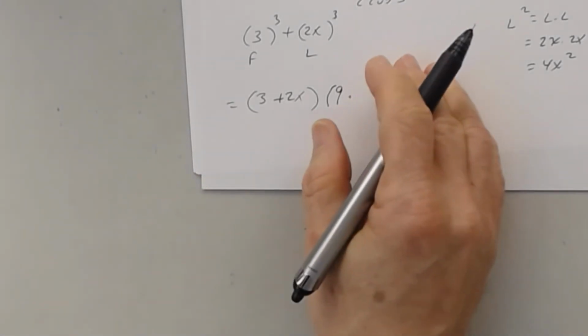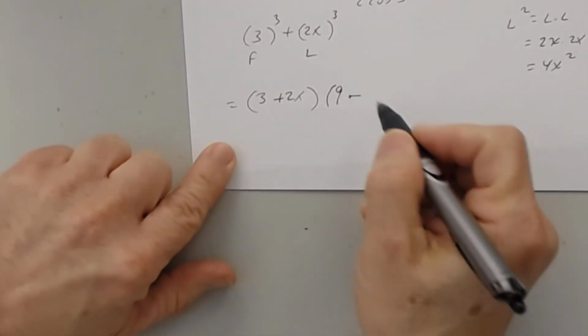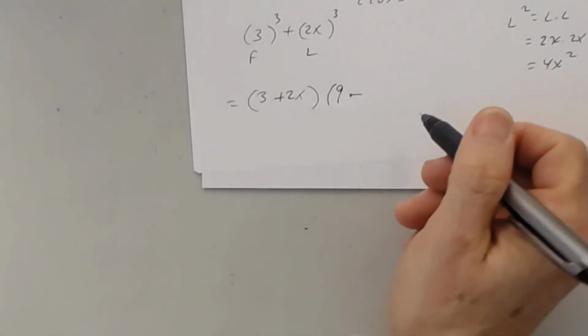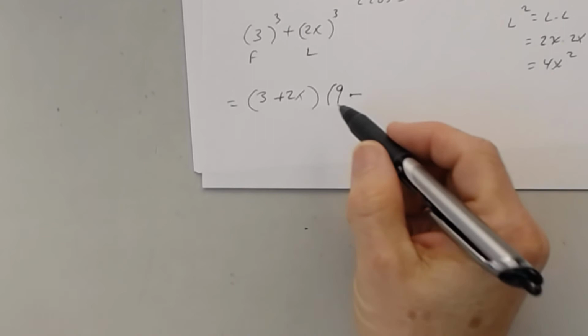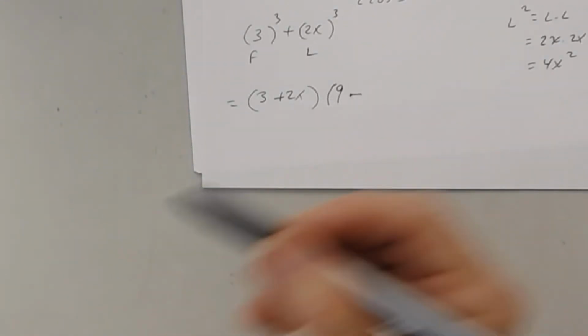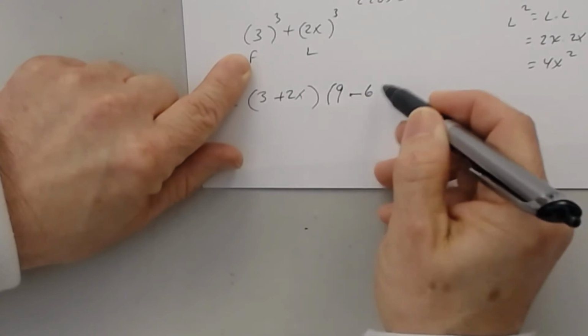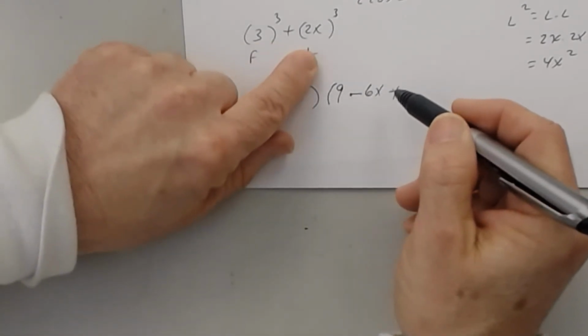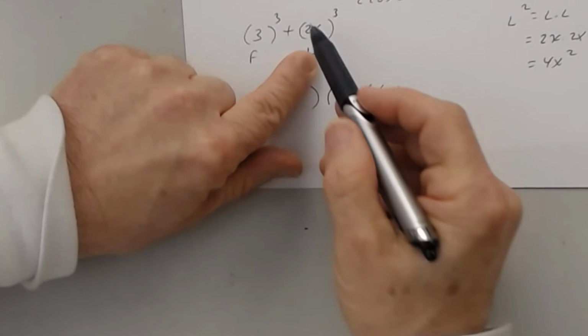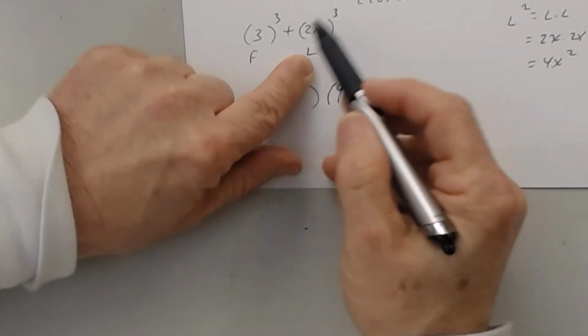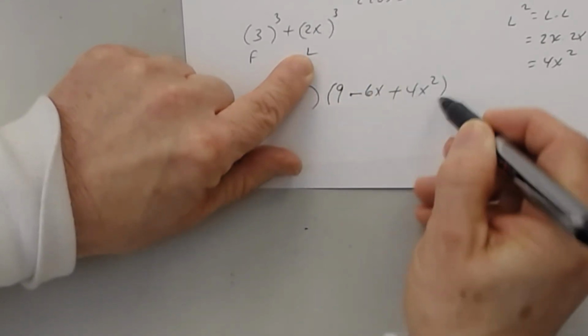You're not using a formula. It's right in front of you. Minus. Come on, use the formula. It's right in front of you. Then I take f and multiply by L. So what's 3 times 2x? 6x. And then plus L times itself. What's 2x times 2x? 4x squared. So there's your answer.